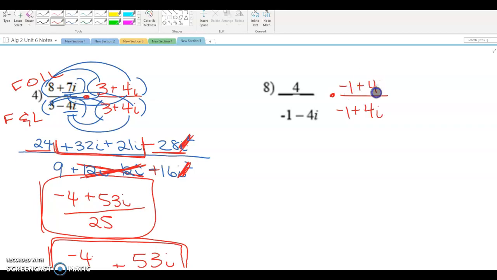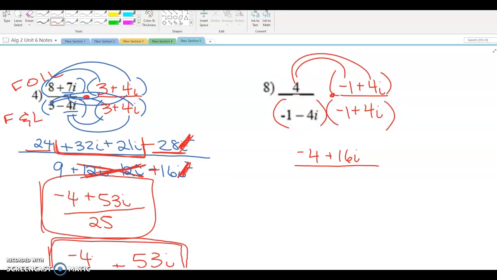So -1 plus 4i. Now our numerator only has one term in it, so we're only going to distribute. So we're just going to do 4 times -1, which will be what? -4. And then 4 times 4i. 16i. You got it. All over. And now your bottom is the conjugate. So what's the only part I have to multiply for the denominator? You got it. First and last. Make life easier for us.